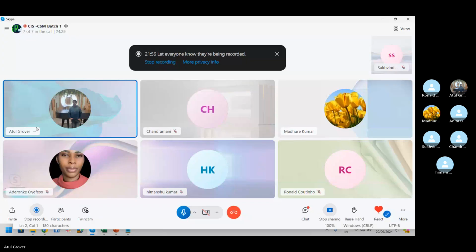Come back here. Did you understand the concept or are you confused? Understood. Anita, a little bit louder. Understood. Okay. Ronald, you're silent. Yeah, account manager. No, I'm asking, understood or not? Oh, yeah, understood. Okay. Himanshu, Chandramani, and Sukhvinder, clear till this point?